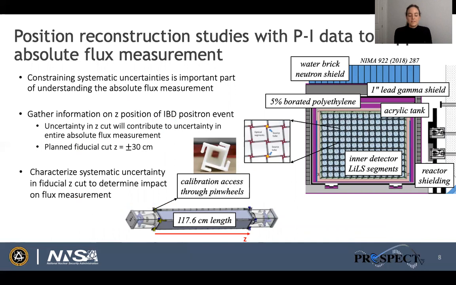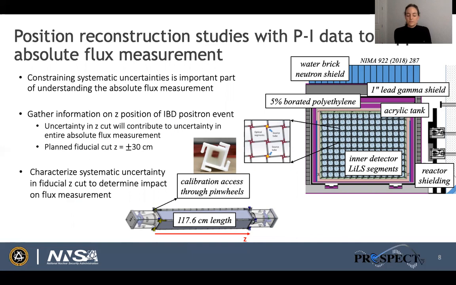So as we set up a foundation for the absolute flux measurement, we have to characterize how well the systematics of our detector are known, because the entire measurement is pretty broad in scope. For example, in the segmentation of the detector, you see there's this z-axis along the length of the segments.